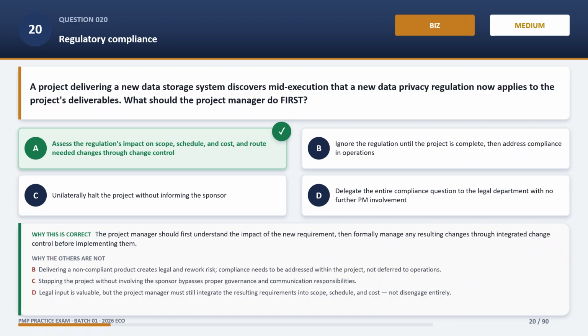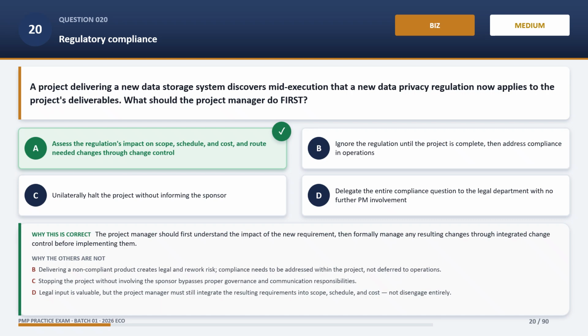Now, why the other options are wrong. Ignore the regulation until the project is complete, then address compliance in operations is incorrect. Delivering a non-compliant product creates legal and rework risk. Compliance needs to be addressed within the project, not deferred to operations.